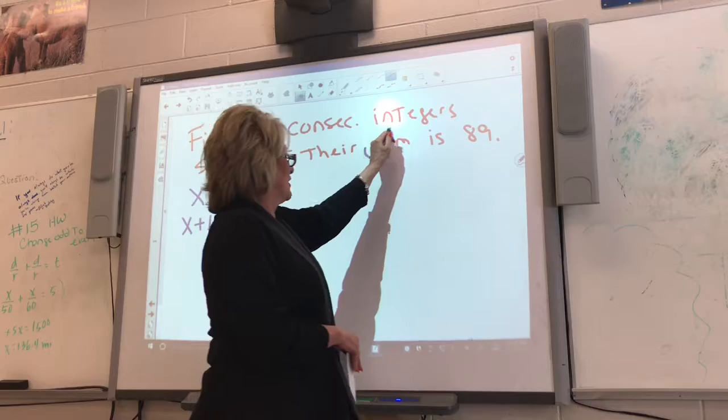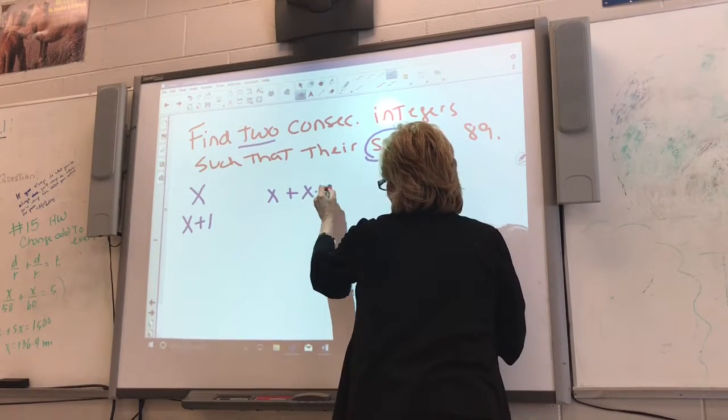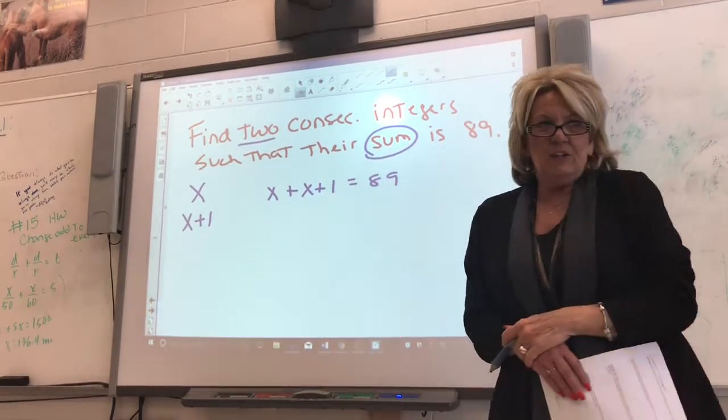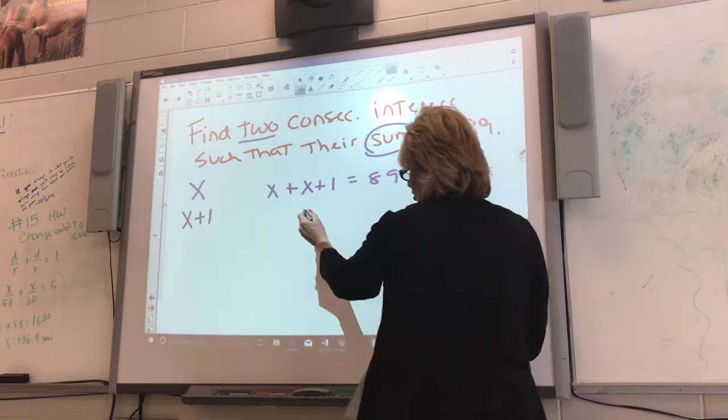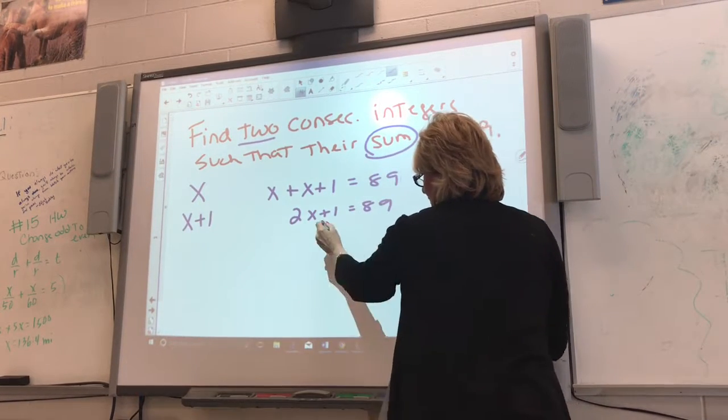It tells me that there's sum, and sum means to add, so I've got to add these guys and set it equal to 89. And now I just solve the equation, so I add my like terms. And then I subtract 1.